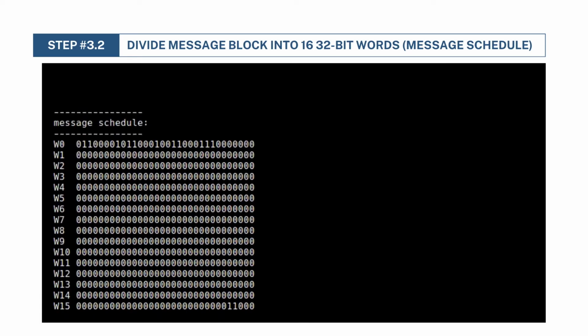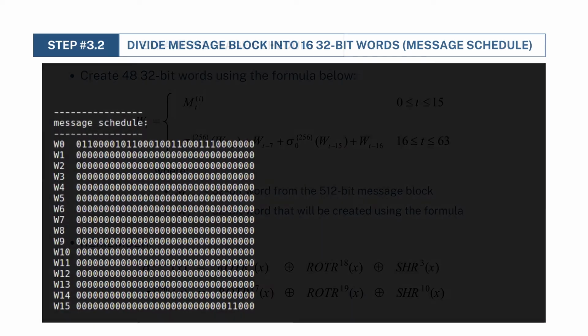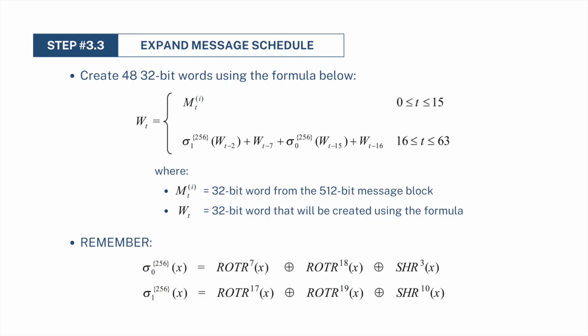However, SHA-256 requires a message schedule with a total of 64 32-bit words, and we only have 16 as of now. This means that we have to create 48 more words, and to do that, we will be using the already existing 16 words and the formula shown below. This might seem complicated, but it is not. We just have to apply what we learned earlier in order to get the next terms.